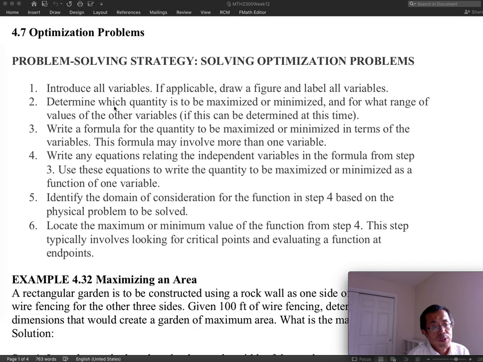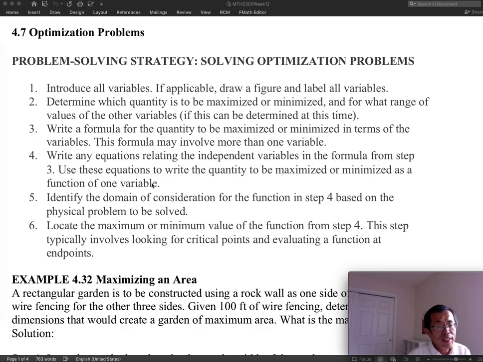And then in maximum or minimum problems, you're going to have some conditions or requirements in words. And then those conditions or requirements will change into equations or functions. Okay. And step four, write any equations relating to the independent variable in the formula from step three.